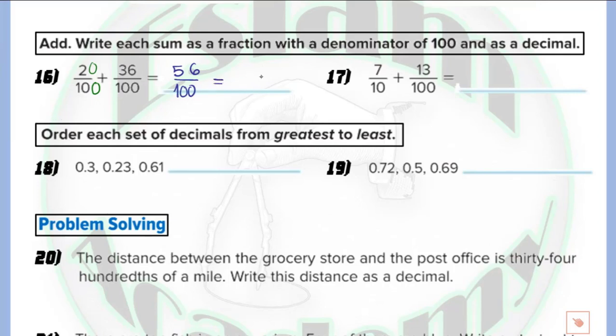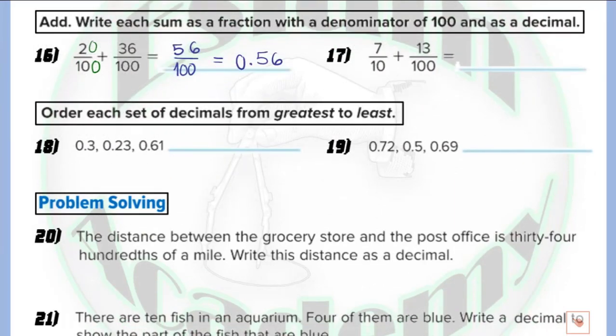To write it as a decimal, just write 56 and put the decimal point after 2 digits from the right. So it will be 0.56. You will find the same in question number 17.